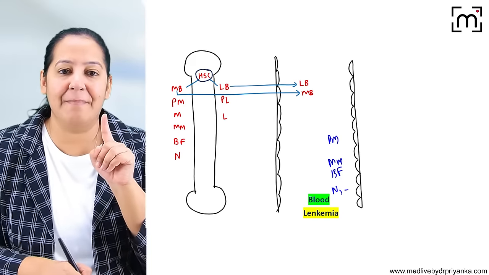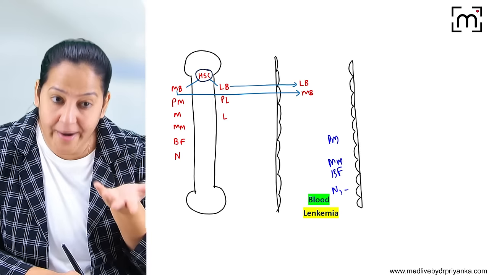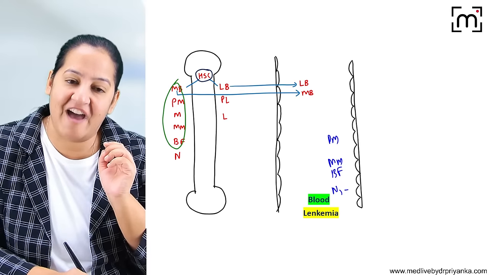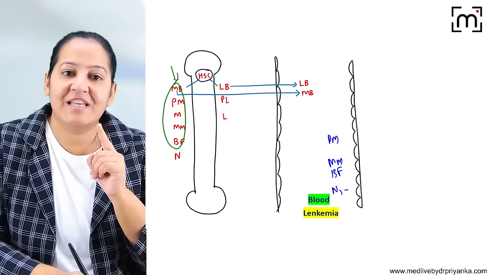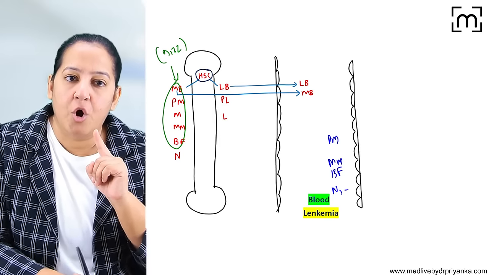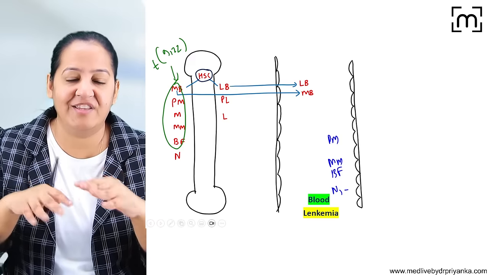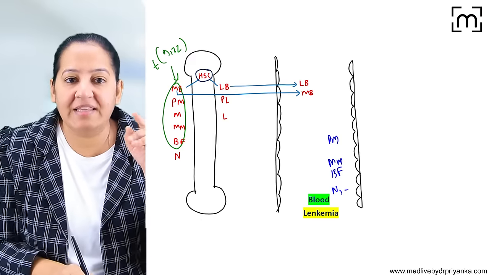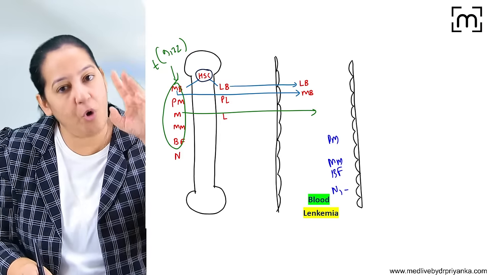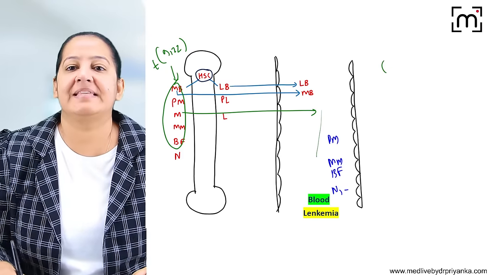Basically in CML, the precursors of the myeloid series, these five precursors, have a mutation in them. Name the mutation: 9;22 translocation or ABL-BCR translocation. Because of this translocation, they become cancerous cells and do uncontrolled mitosis, and they all spill in the blood. So in the blood, all five are present and that is CML.